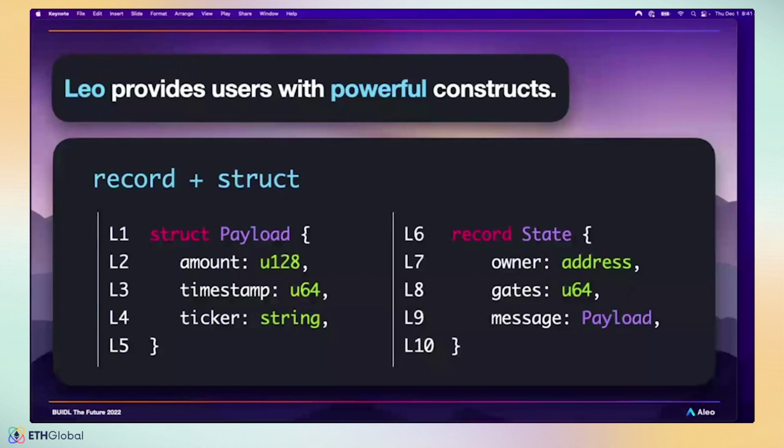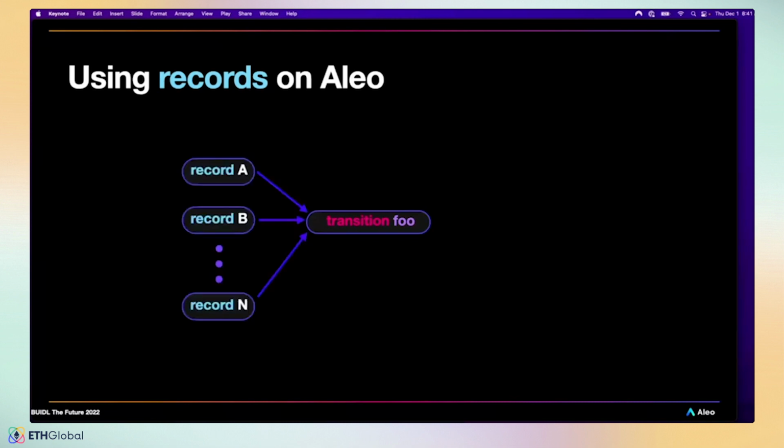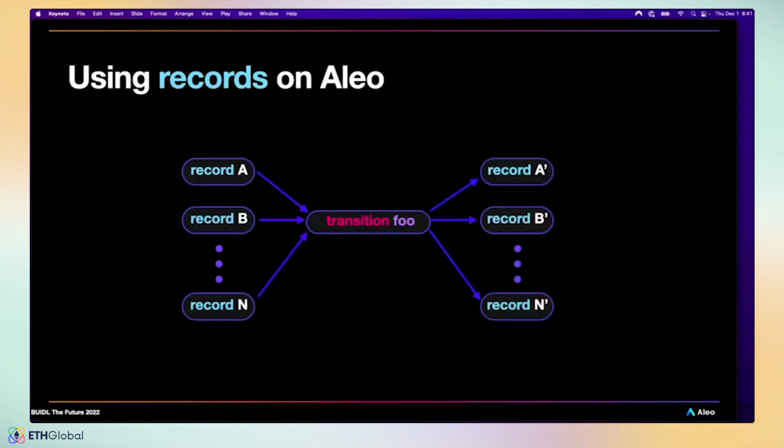A record can also define more fields if they'd like. In this case, we only define one, but you could imagine a record that has any number of fields after that for any other application data that you want to encode. So how do we use records on Aleo? Suppose we have some transition foo. A transition can take in any number of records as input and produce any number of records as output.